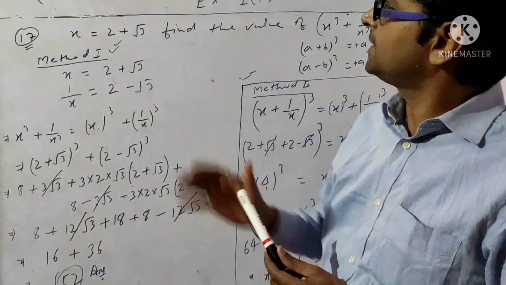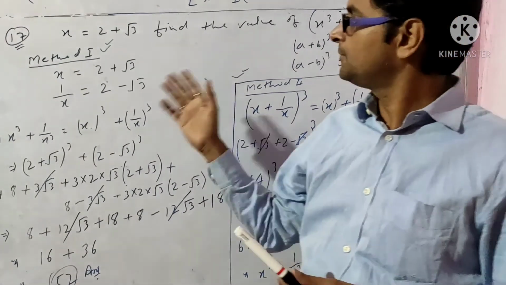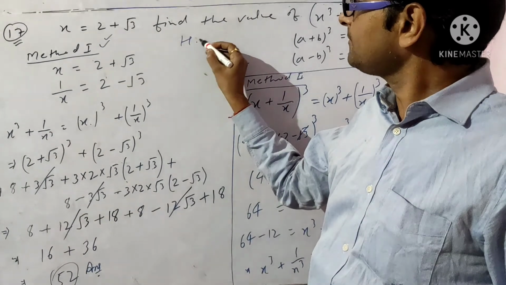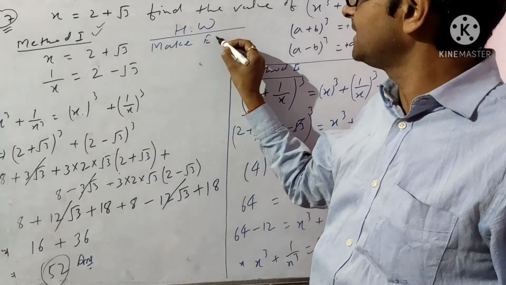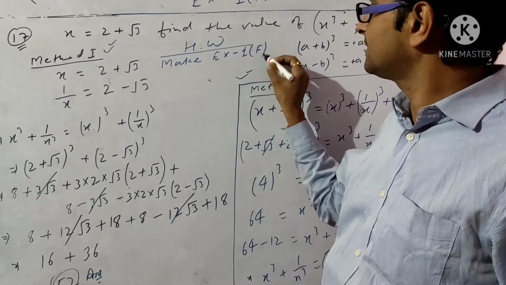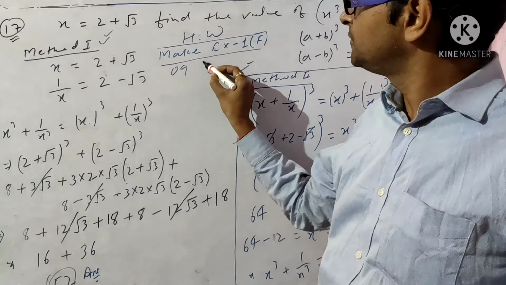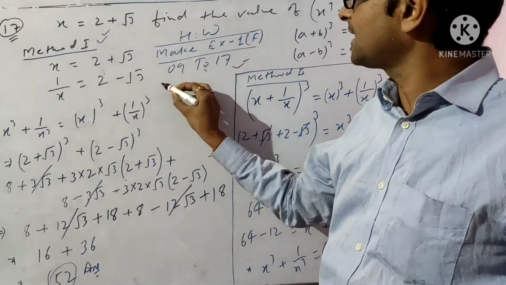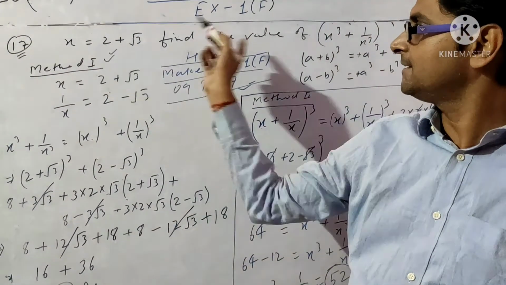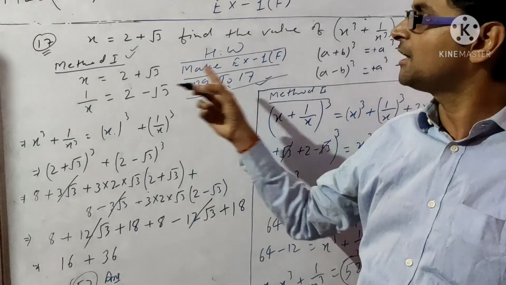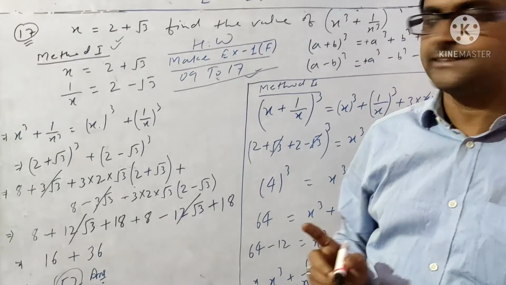Okay student, I hope student you will understand question number 70, first method as well as second method. So student, your homework is make exercise 1F, question number 9 to 17. That means last question is 17. I had already discussed here. So student, 9 to 17 complete exercise 1F.